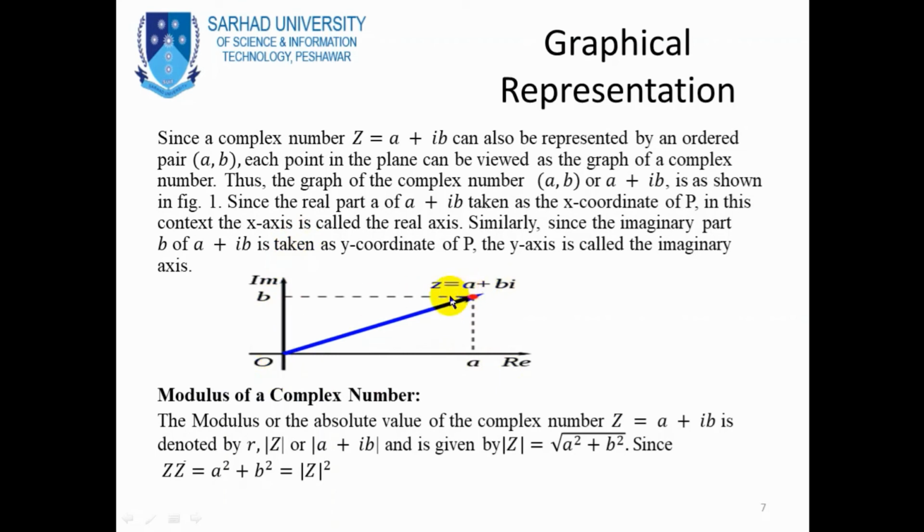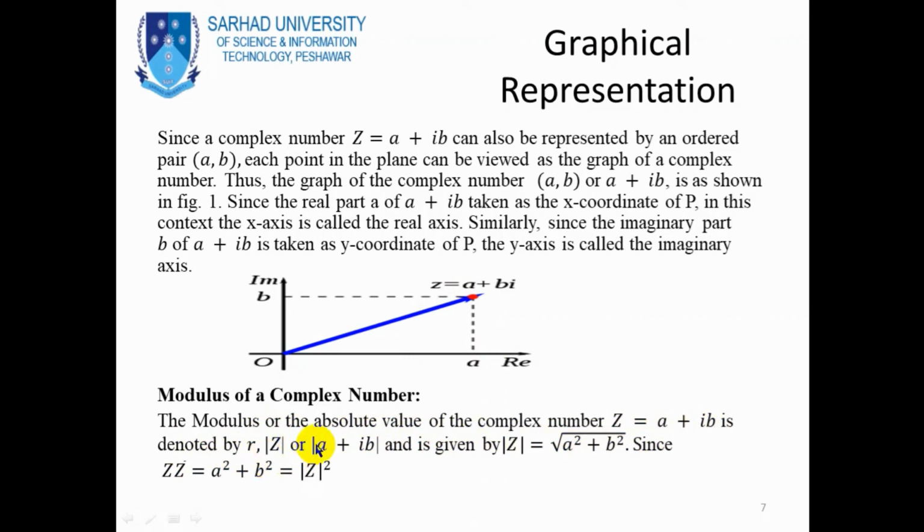Now the magnitude, which is actually the length of the complex number. Length is called magnitude or modulus of the complex number, OP. Here you see over here, this is the point P, with coordinates A and B. The modulus or the absolute value of the complex number Z equal to A plus iota B is denoted by R.